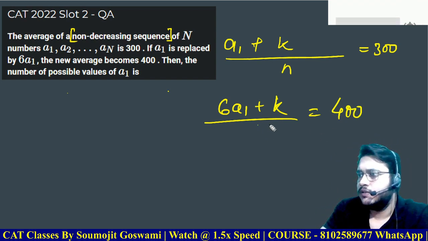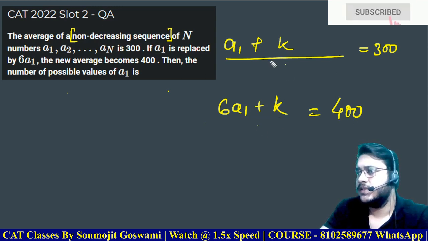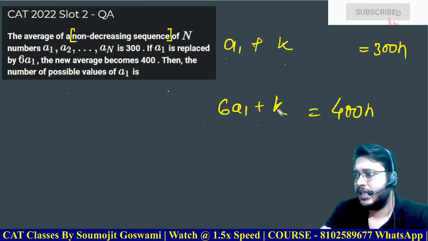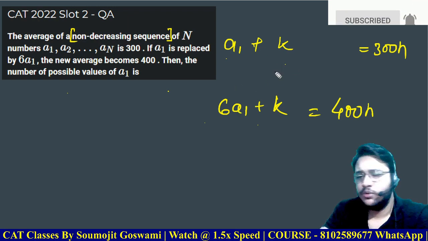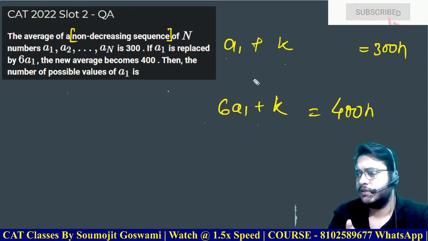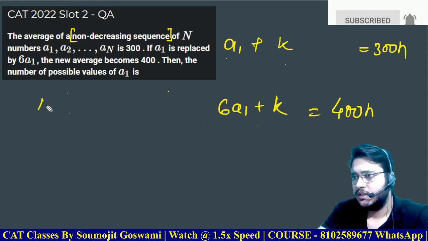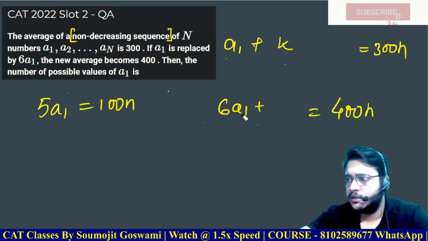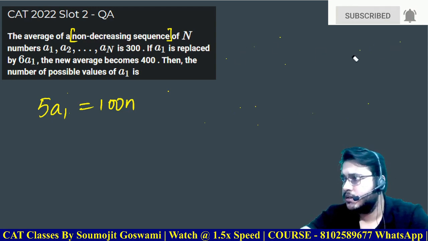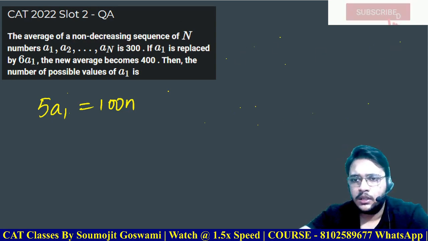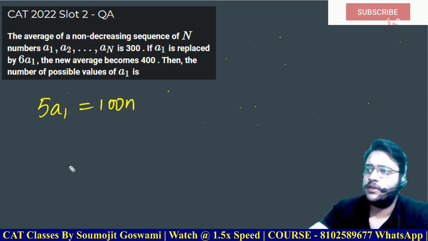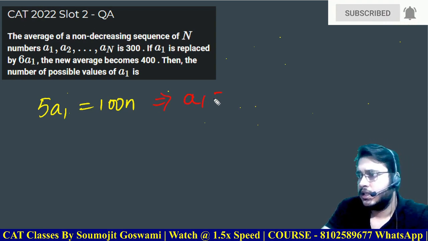Now pretty intuitively, this is given for a very specific reason. This is given so that you can get some sort of a relation between a1 and this n. Now if you do your mathematics, subtracting one from the other, you will get 5a1 is equal to 100n. So far so good. Now 5a1 is equal to this, so a1 is equal to 20n.